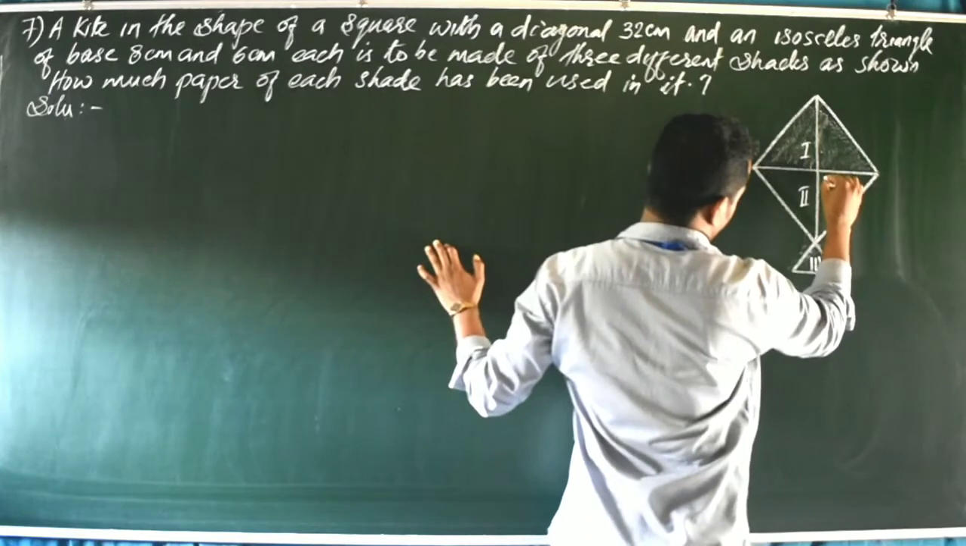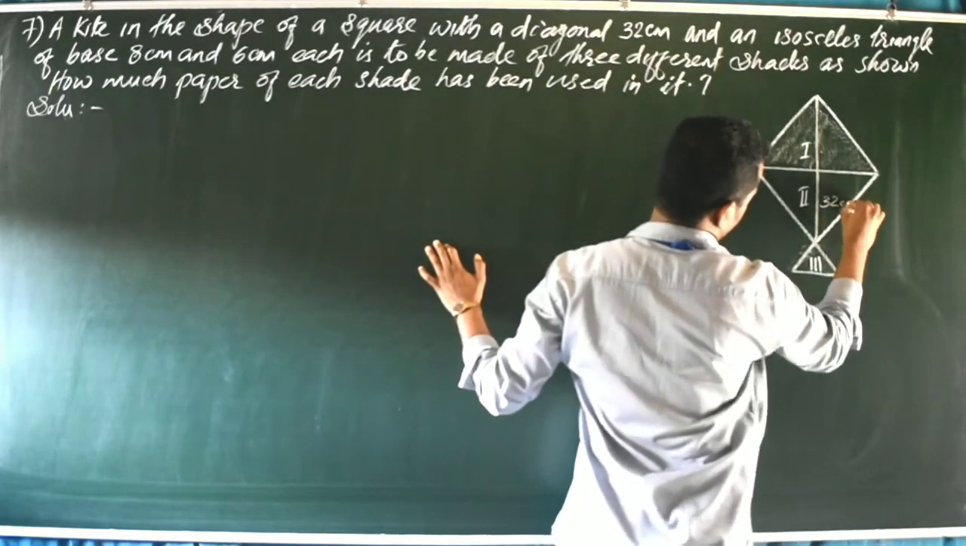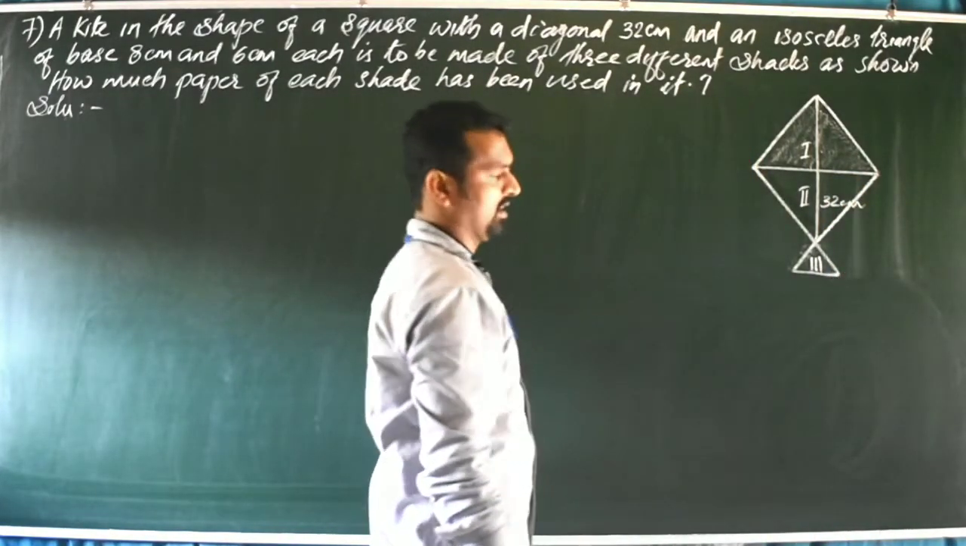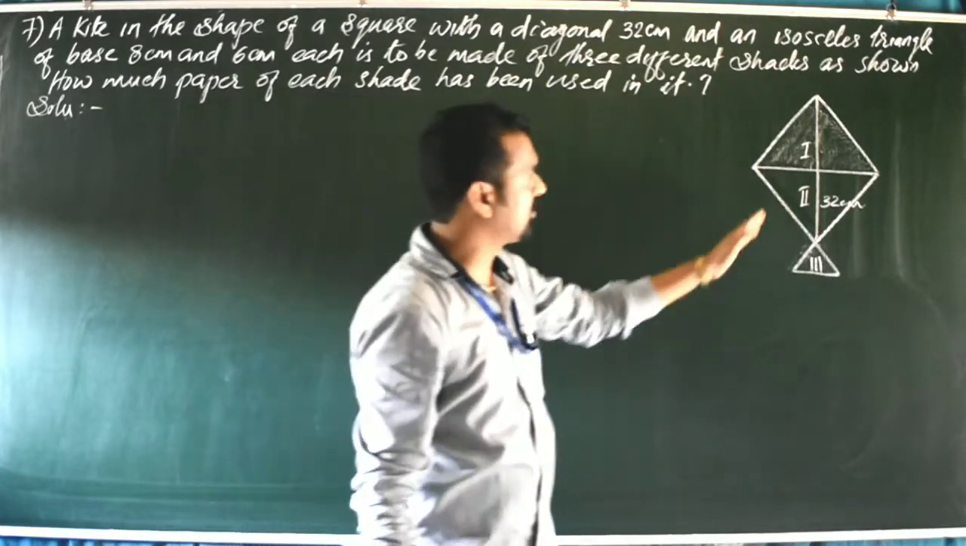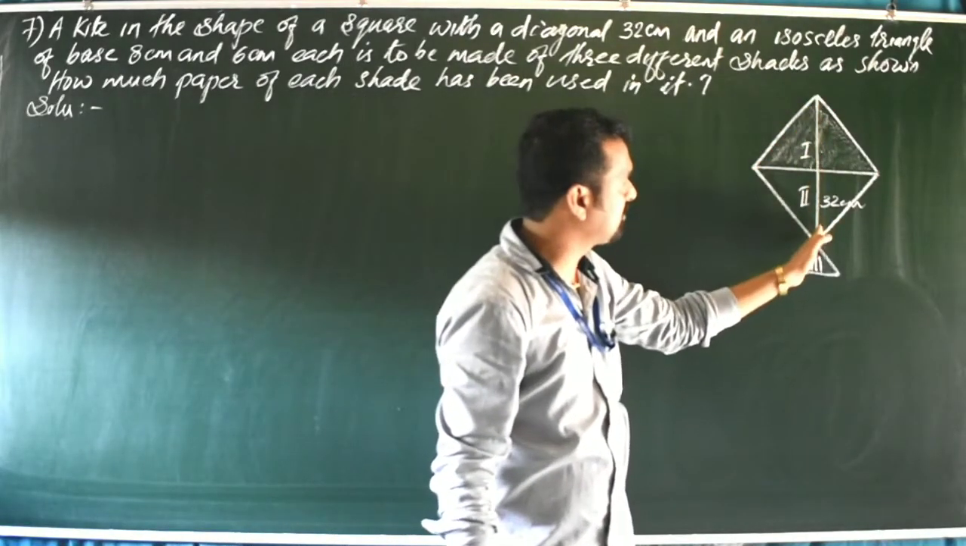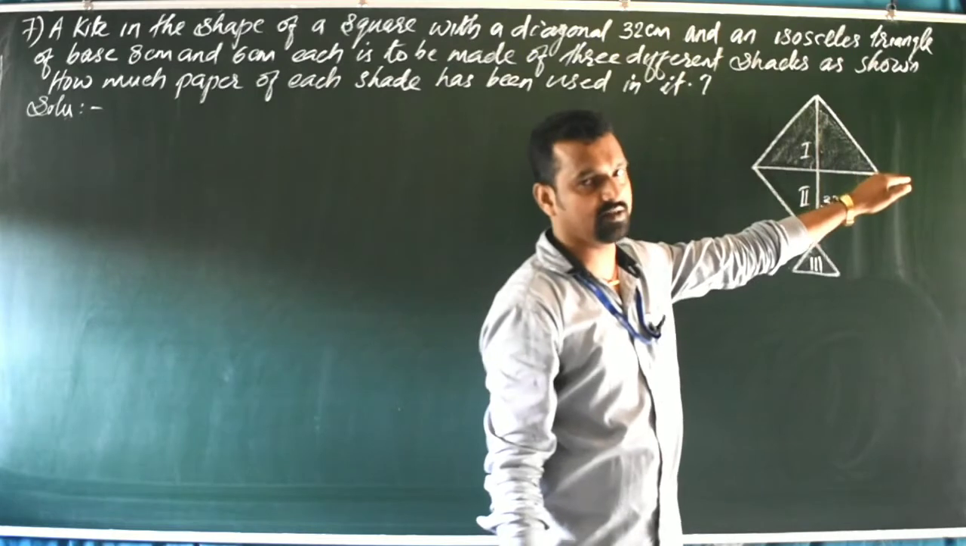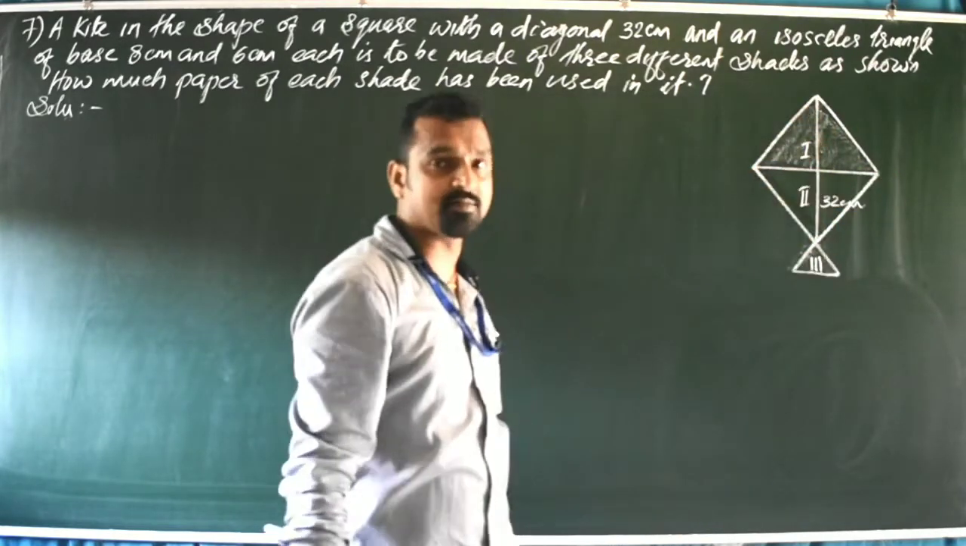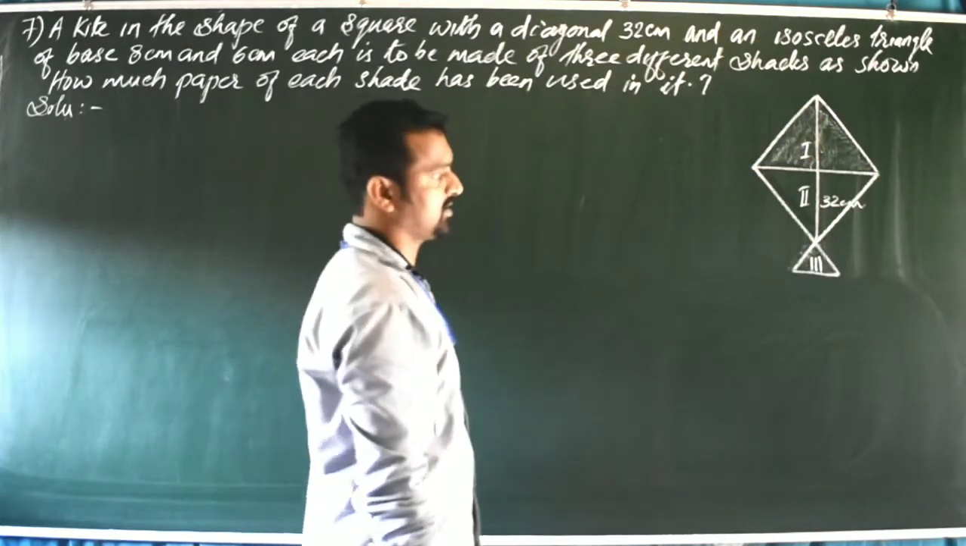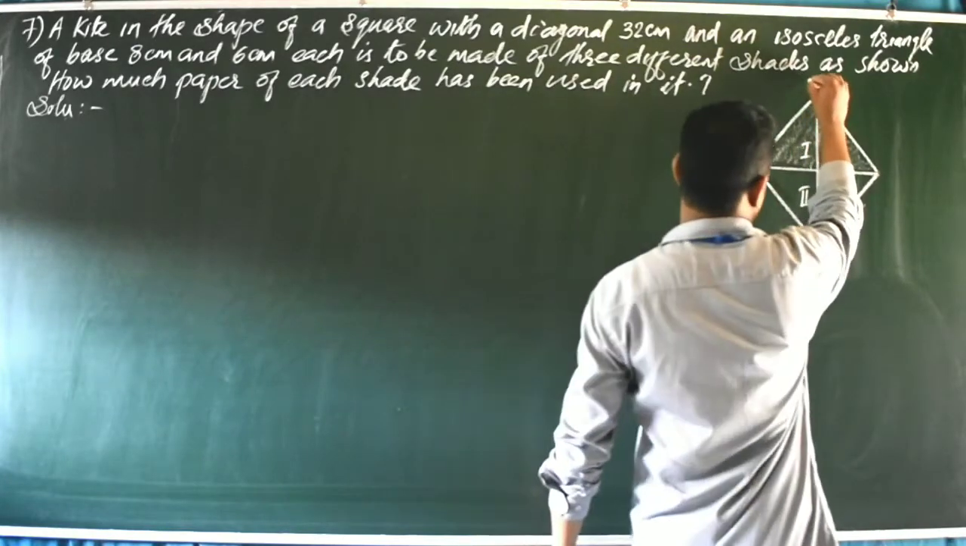Remember that in a square, diagonals are equal. So, this diagonal is 32 centimeter means this one also will be 32 centimeter. And the diagonals bisect each other. Then here we can mark it this one.